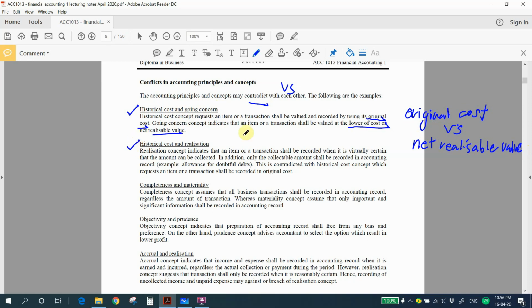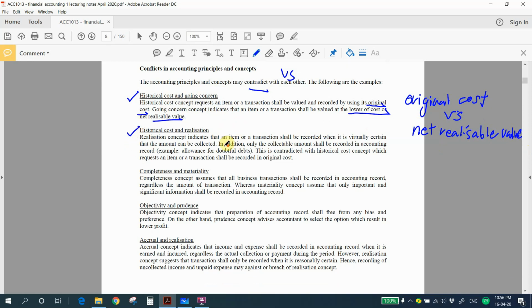Next, historical cost and realization. The realization concept indicates that an item or a transaction shall be recorded when it is virtually certain and you must make sure that the amount can be collected. In addition, only the collectible amount shall be recorded in the accounting record, for example, when you have allowance for doubtful debts. This contradicts the historical cost concept because the historical cost concept assumes that we shall record at the original cost.